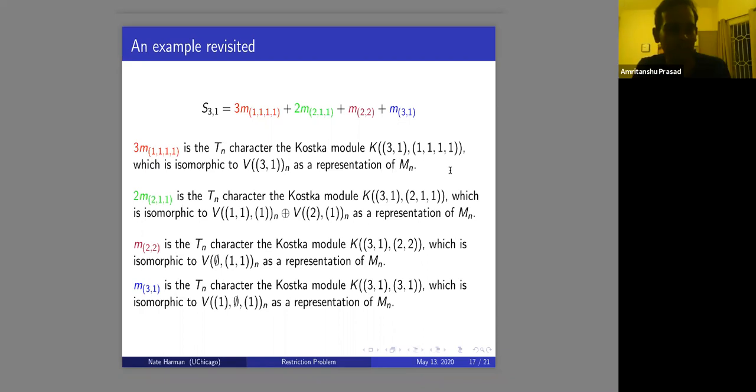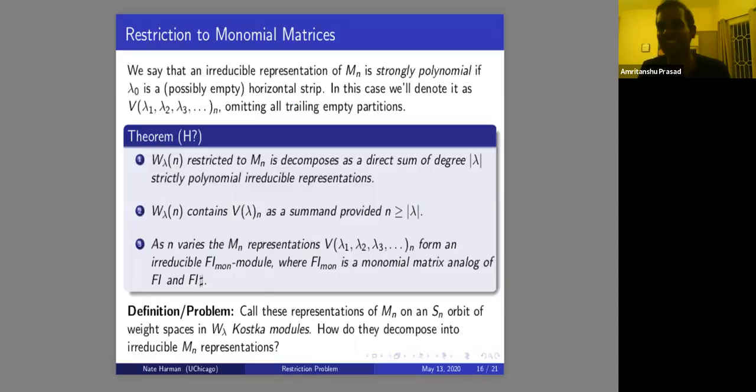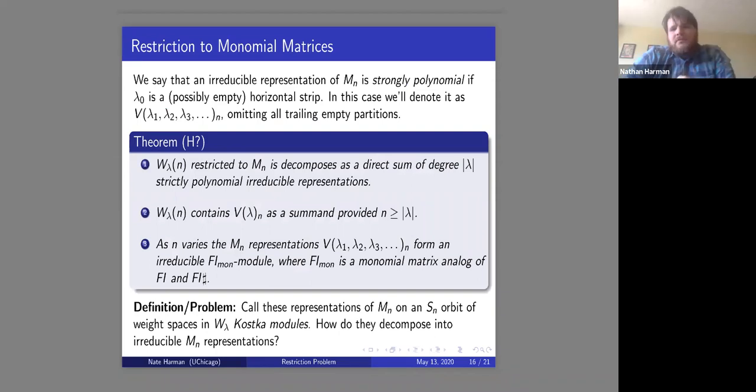But your definition of FI mon modules, there's nothing wrong with it, but to me it somehow seems like cheating, in the sense that you're just defining this category out of monomial matrices. Yeah, so I could be a little bit more precise. In the literature for FI modules and representation stability, there are things called FI sub G modules, where G is usually a finite group, but it could be any group.